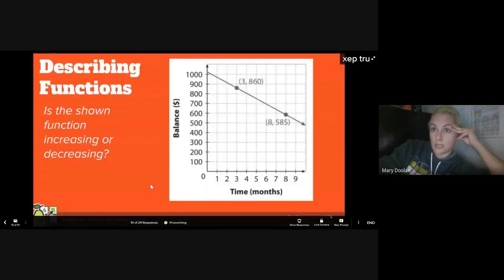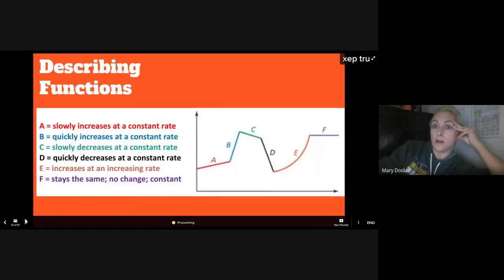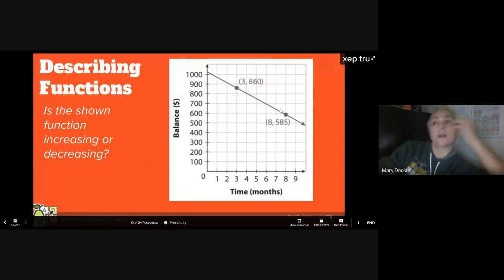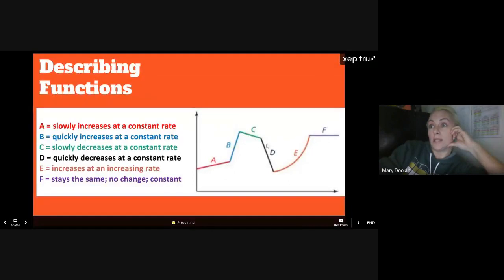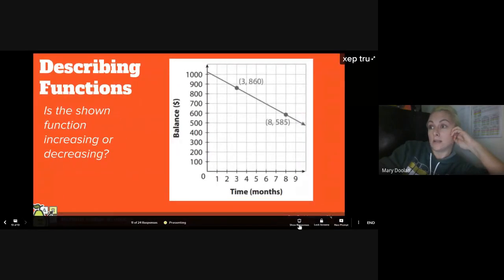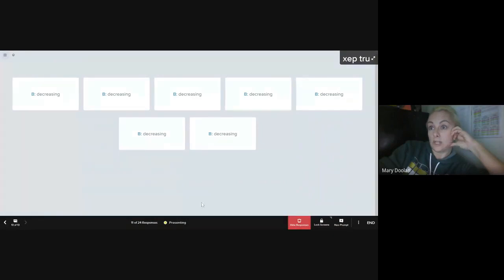For 13, and if you're using 12 to help you, going back and forth and just toggling, this line is headed downhill, right? So it could be C, or it could be D, and C and D say slowly decreases at a constant rate or quickly decreases at a constant rate. So it's decreasing. The correct answer is decreasing.